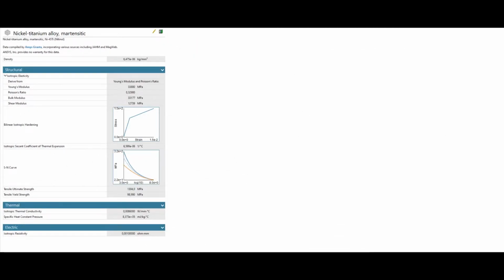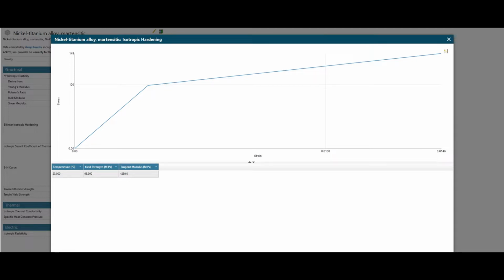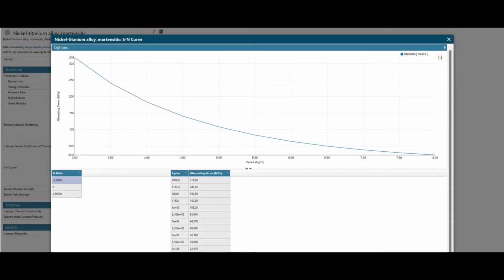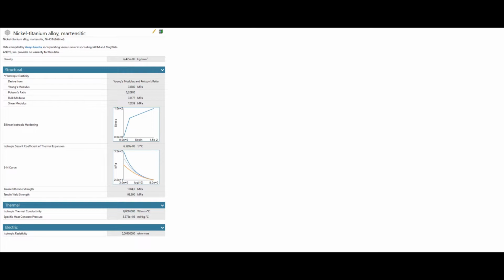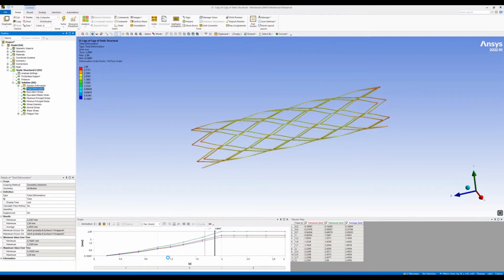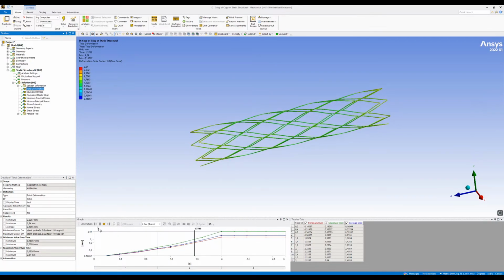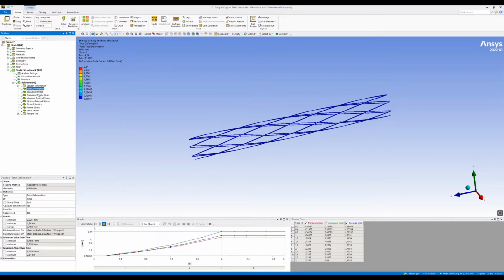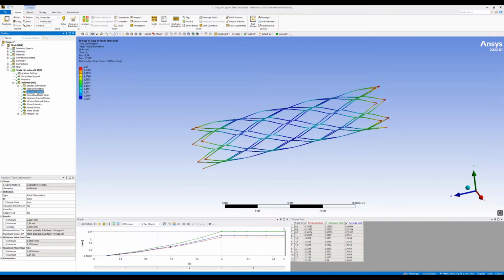Now let's move on to the second analysis. The material will continue to be nitinol, this time with a martensitic structure. As we can see, the displacements are much larger than in the first analysis. They are 2.84 mm, whereas in the first analysis they were only 0.83, and the stresses decreased to 282.9 megapascals.